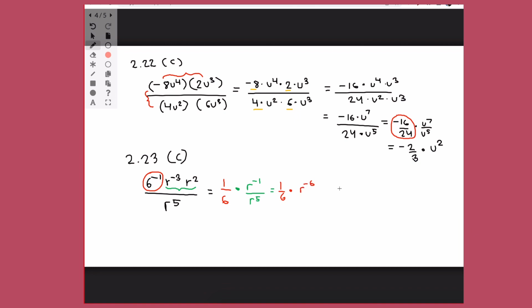But since the problem asks for simplest form, we don't want any negative exponents. So r to the power negative 6 is just 1 over r to the 6th. And then this is just 6 times r to the power 6. So does anyone have any questions about this problem?